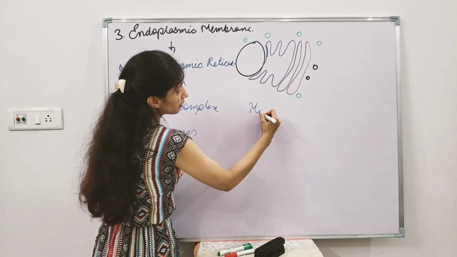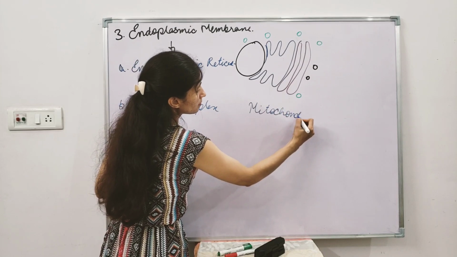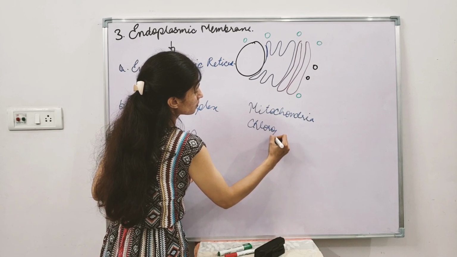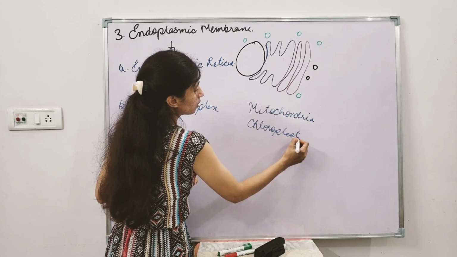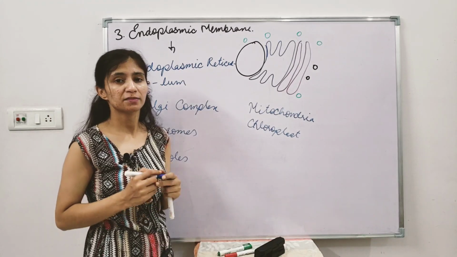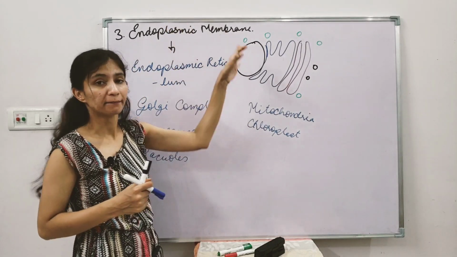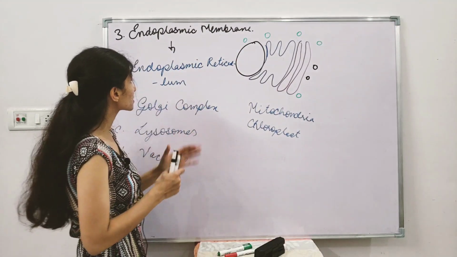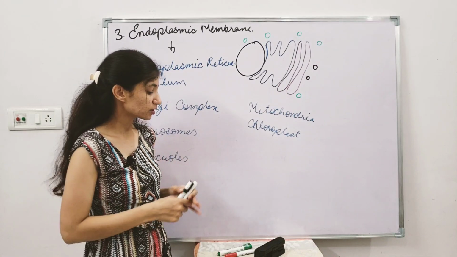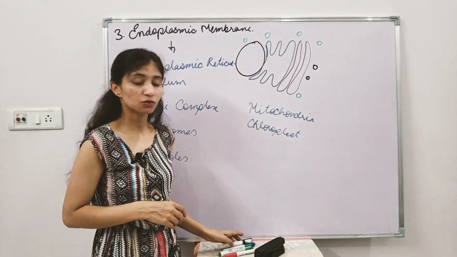But the other organelles, that is mitochondria and chloroplast, don't interact with the endoplasmic reticulum directly, so they don't come under the endoplasmic membrane system. And we'll discuss the next thing, that is the endoplasmic reticulum, in the next session. We'll discuss it tomorrow, or whenever we have the next session, might be next week.